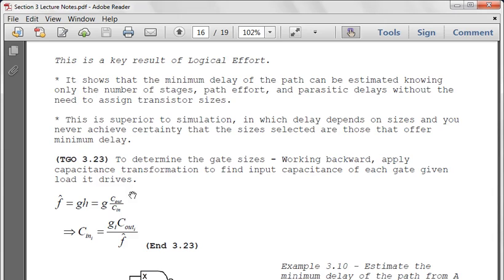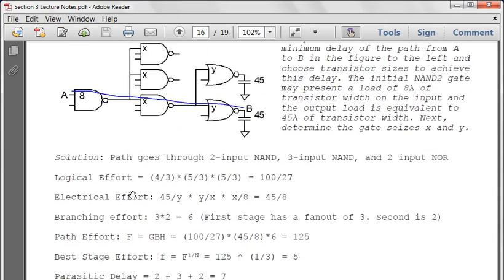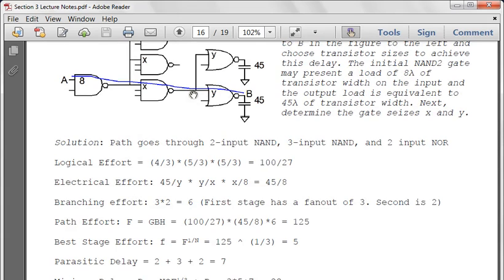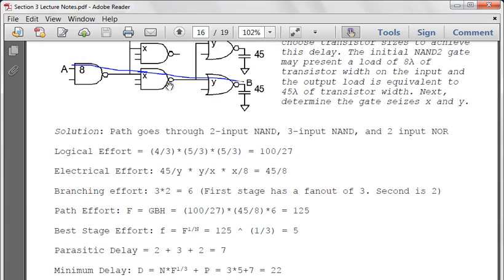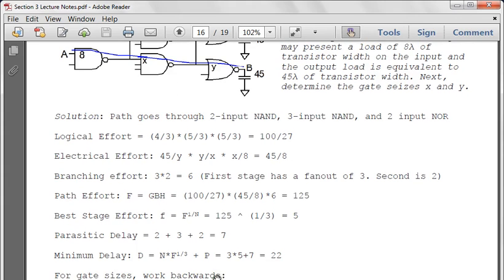And then doing the same thing for x. This is why we want to work backwards, because now we've calculated 15 here. So then we know our path delay is 5 again. It works out perfectly. I'm going to scroll up just a little bit so those of you in the back can see. We know that for the 3-input NAND gate, which is here, the logical effort is again 5 over 3, because it's n plus 2 over 3, for n being the number of inputs. So it becomes 15, which is what we calculated previously, times 5/3 divided by our best stage effort, which is 5. So that comes out to 10.